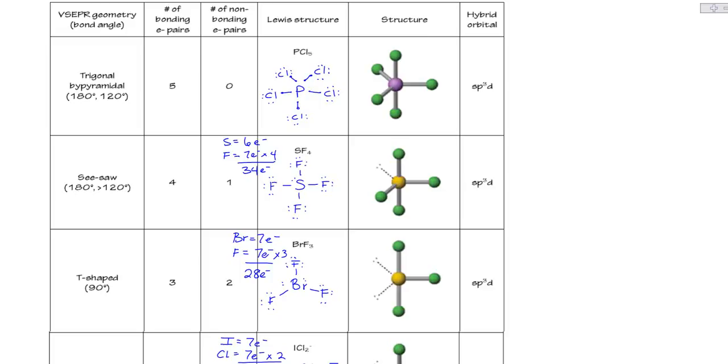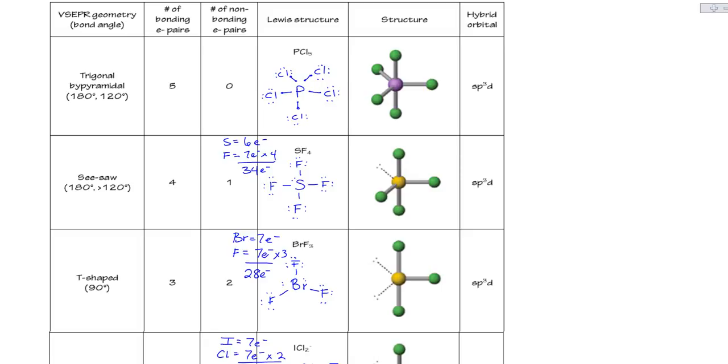Here's the next group of VSEPR shapes that all kind of go together. They're based on 5 bonding regions around the central atom. So we're dealing with atoms that can take an extended octet. Now that may be a combination of bonding regions versus non-bonding electron regions, but all of these shapes have 5 total regions of electrons on the center atom.